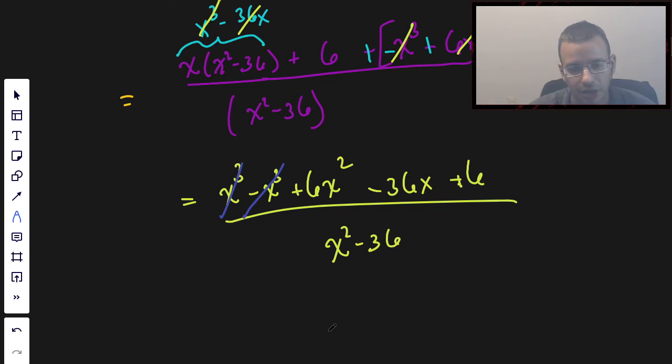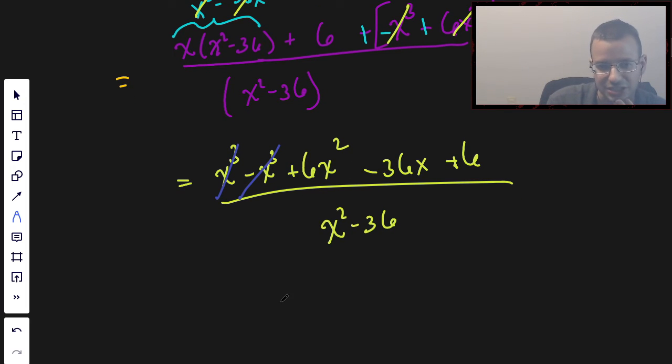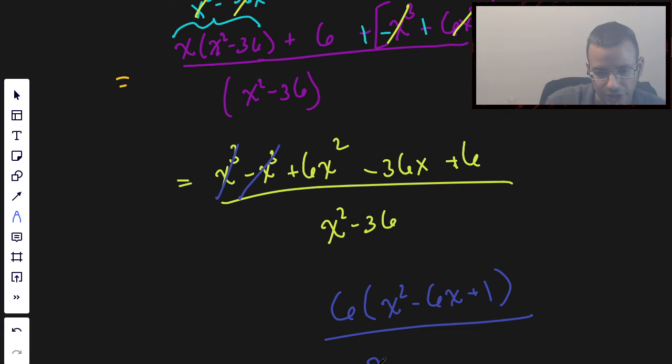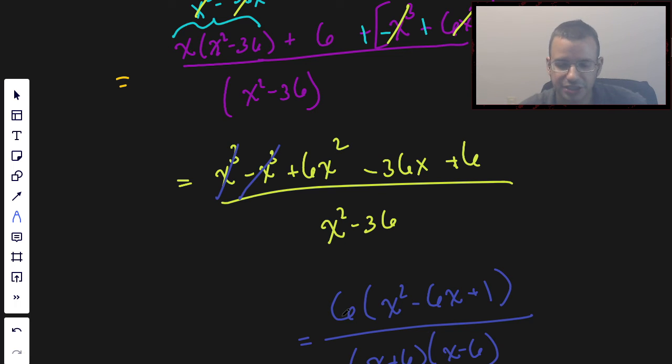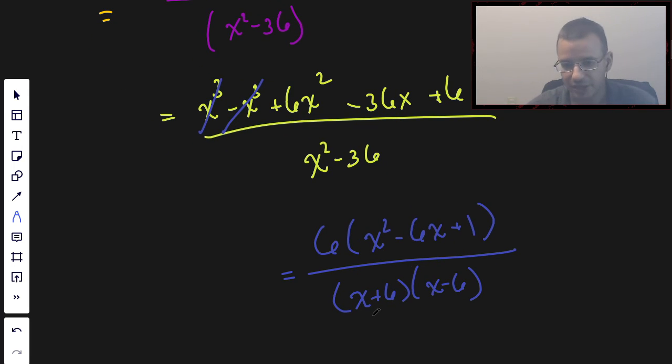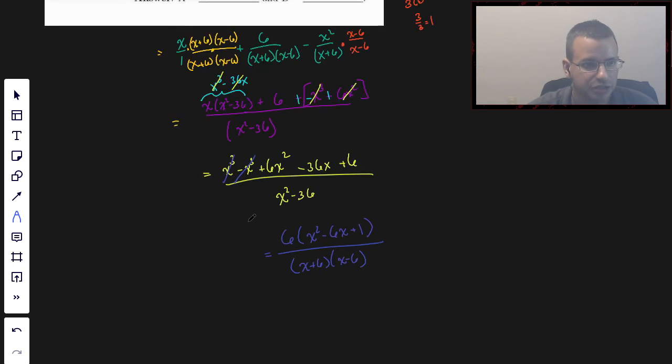Let's see here. We can probably simplify this a little bit more. We're going to factor out a 6. So it's going to be 6 times x squared minus 6x plus 1, all over x plus 6 times x minus 6. I probably don't have to write it that way, but I want to. And this is as simplified as it can get. I don't think I can do anything more with that. So this is going to be the final answer.